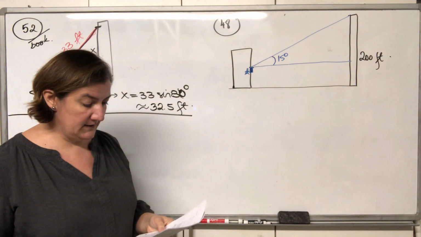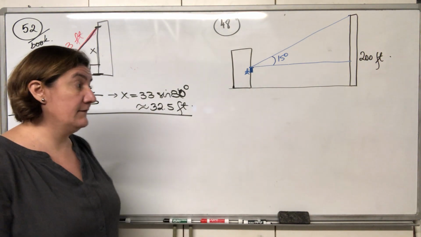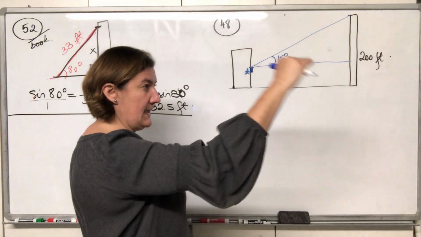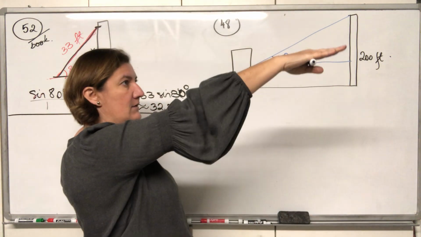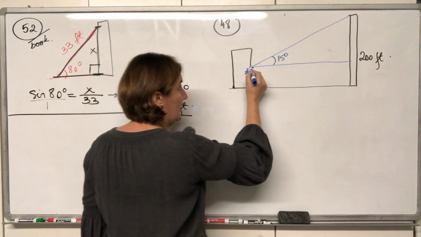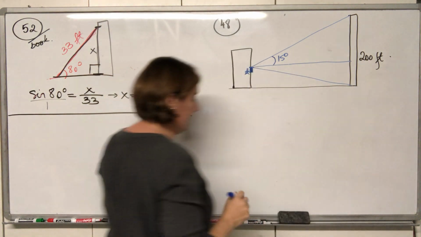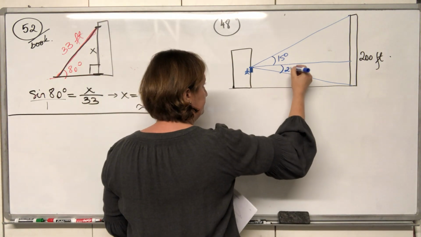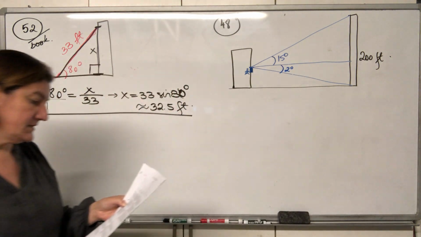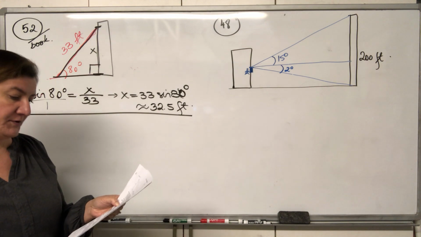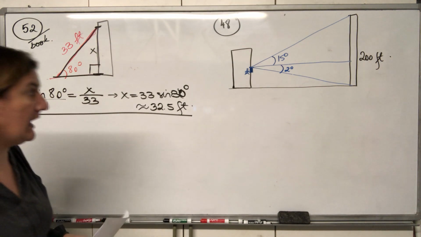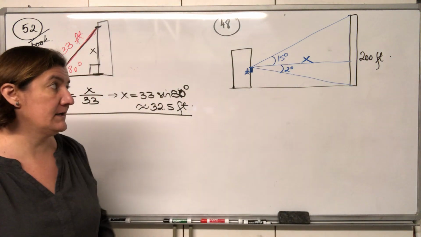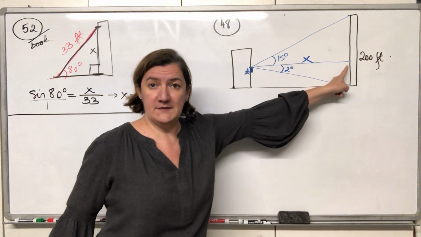that's 15 degrees. And the angle of depression, from the horizontal, from the eyesight, looking down to the bottom of the building, is 2 degrees. So it says, how far is the person from the monument? In other words, really, how far is the building away from this monument?